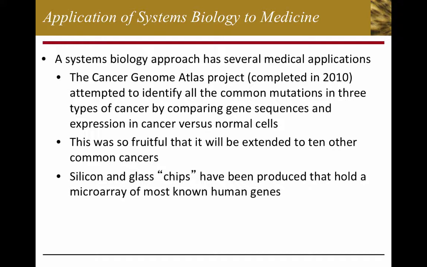And so this was so fruitful, and one of the examples is breast cancer and being able to see mutations in genes there, that essentially they've been able to extend these to 10 other types of common cancers. And so what they've used to make this very automated and quick is silicon and glass chips that they produce that hold a microarray of most known human genes.